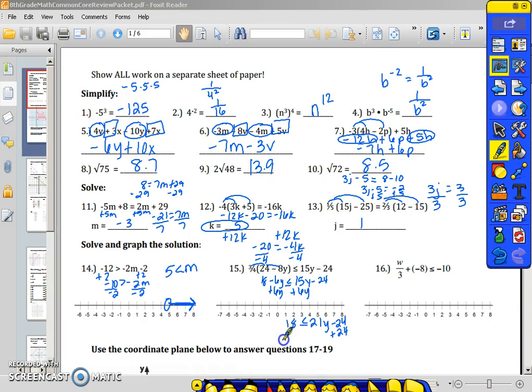Add 24 to both sides. 42 is less than or equal to 21y. And when you divide by 21, you get that 2 is less than or equal to y. So you're going to circle and fill in the 2. And y is bigger than the 2, so shade everything to the right.